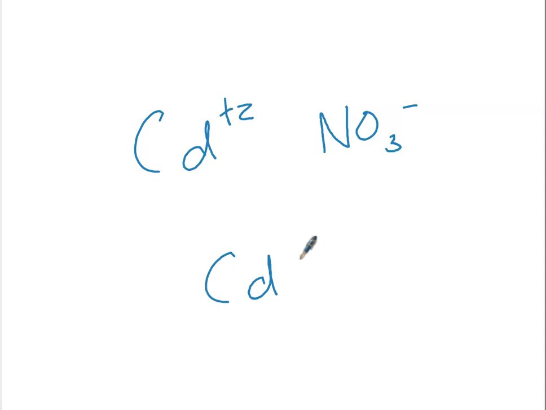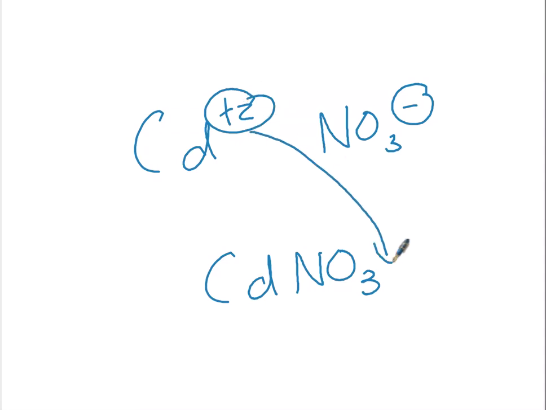And again, with the crossing, this 1 is going here. We're just not writing it. And then I'm bringing down my NO3, and this 2 is going over here. But since that's a polyatomic ion, I'm going to put in parentheses and then put my 2 on the outside.